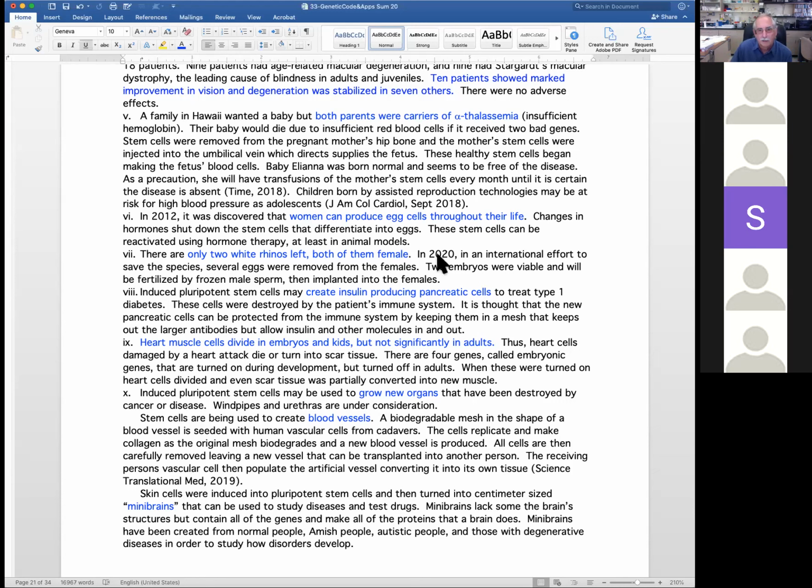So anyway, they took stem cells from the mother's hip bone, that's bone marrow, and used that to basically create an embryo. And then the baby was born free of disease.